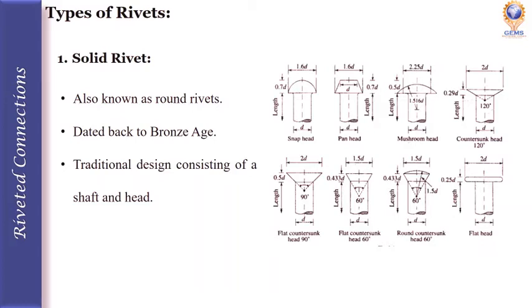These are the different types of solid heads: snap head, pan head, mushroom head, countersunk head, flat countersunk head at 90 degree, flat countersunk head at 60 degree, round countersunk head at 60 degree, and flat head. So see here, in every type the head of the rivet differs. According to that only we are having the names.